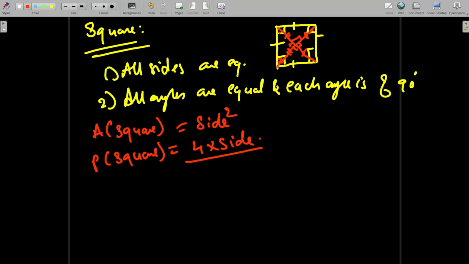Okay, now we'll see the next one, that is your parallelogram. Okay, now what we'll see is about parallelogram.